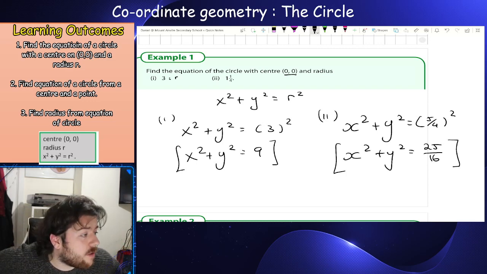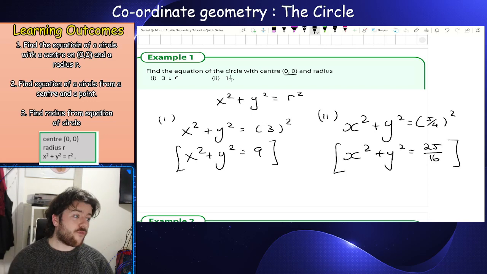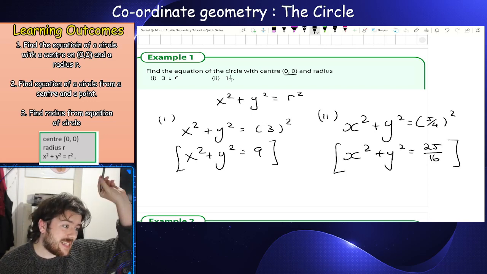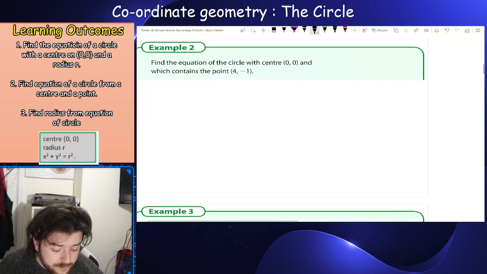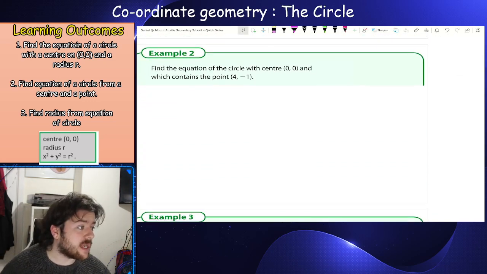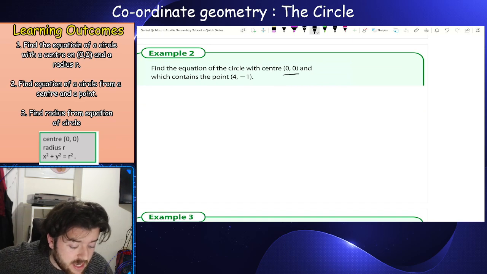Right, so that's how we can create an equation of a circle from the center being 0, 0 and our radius. So that first one, tick. Next one here: find the equation of a circle with a center 0, 0. So that's our key point here.